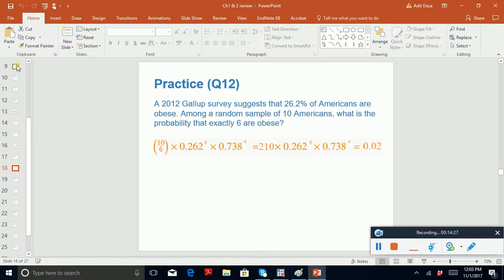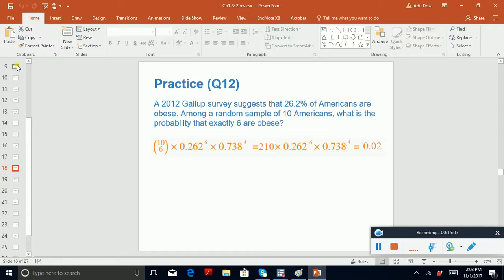If you go there, 10 and 6, K is 6, and this is 10 minus 6, which is 4. So the formula is n choose k times p to the k times 1 minus p to the n minus k. N is 10, K is 6, 10 minus 6 is 4, and P is 0.26, and 1 minus P is 0.74.